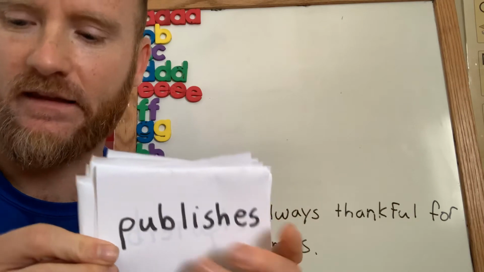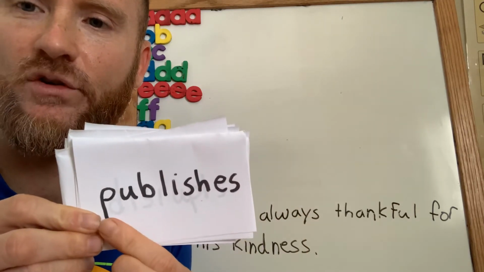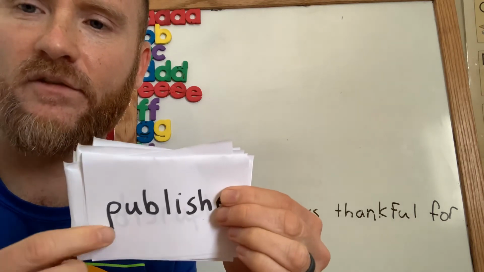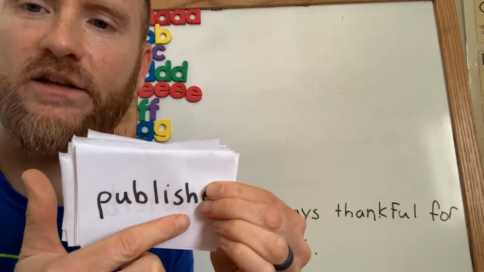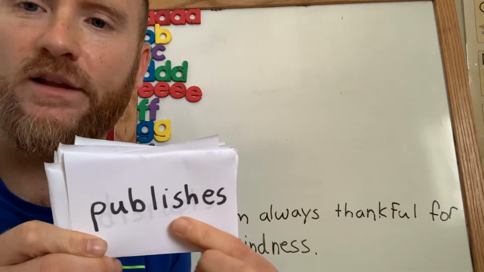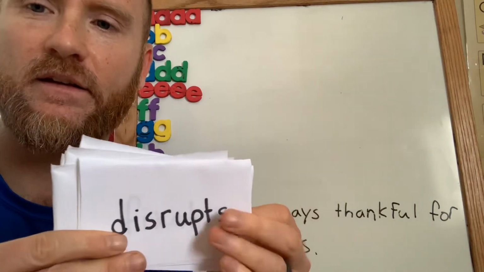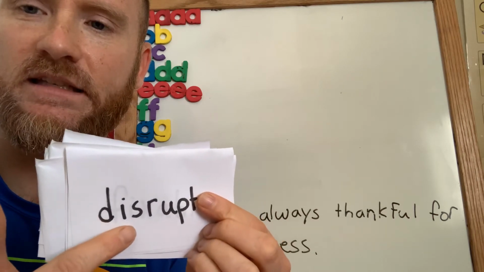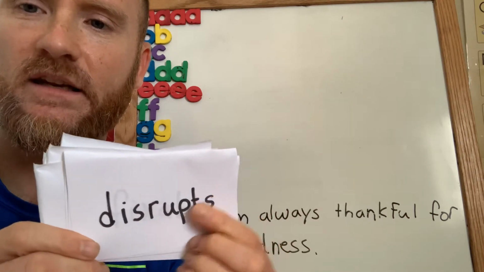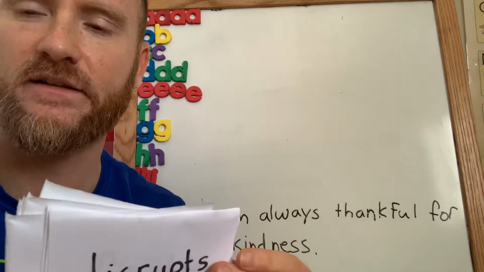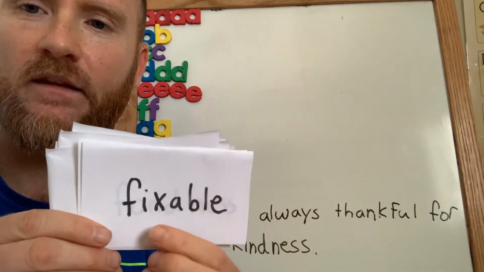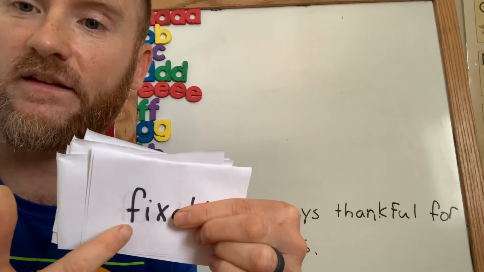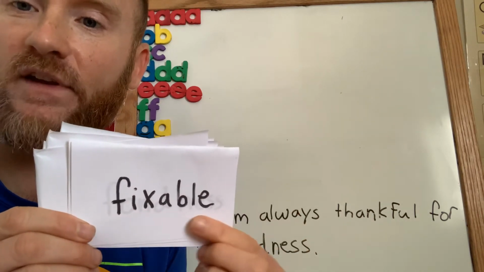All right, now, here's one. Let's see if you can just look at the parts. Do you see the suffix at the end? Sometimes it helps to cover it up. Ready? Publish. What's our word? Publishes. Good. Ready? You see the suffix at the end? Cover it up if you need to. Disrupt. Now what's my word? Disrupts. Good. You see the suffix? It's hard to see, right? It's one of our new ones. Easy. Fix. What's our word? Fixable.